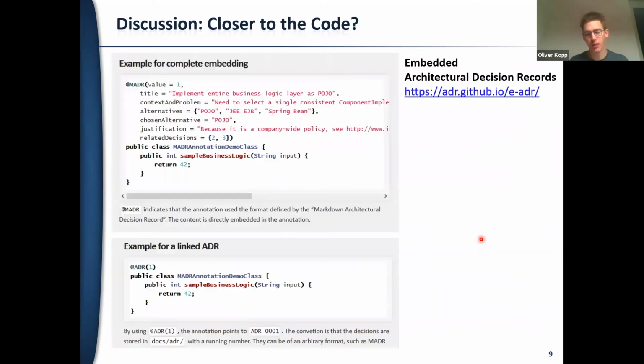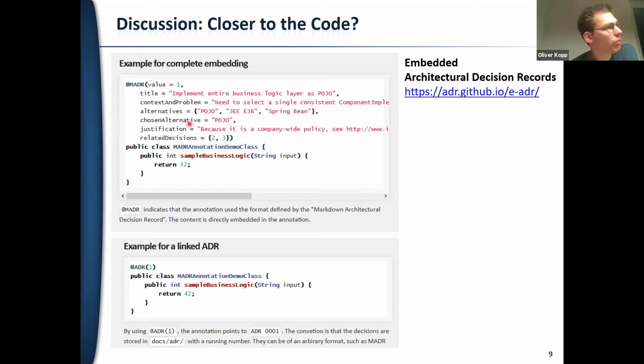Then one idea is to bring it even closer to the code and to have code annotations there. Here is an example: we just have a new annotation, MADR, with the MADR 1 format, and the title would be "Implement anti-abyssal logic as POJO", some context and problem statement, some alternatives listed, the chosen alternative, the justification, and some links to other decisions, just as an annotation there. The developer just writes it and then has it there.